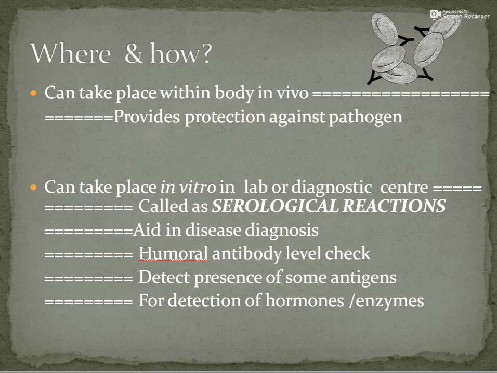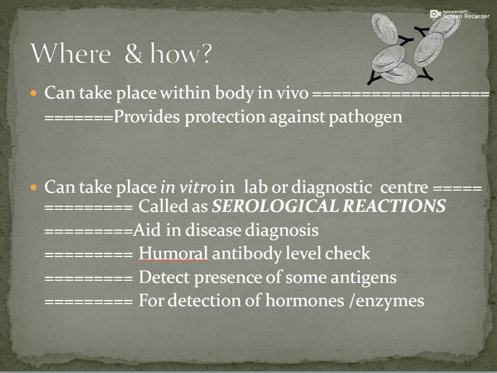Antigen antibody reactions, of course, do happen within the body. When it happens within the body, it is referred to as in vivo, and they provide protection against pathogens. But at the same time, these antigen antibody reactions might be carried out in vitro, in the lab or in a diagnostic center, in order to find out the presence of a particular infection within your body. And in such cases, it is called the serological reactions.